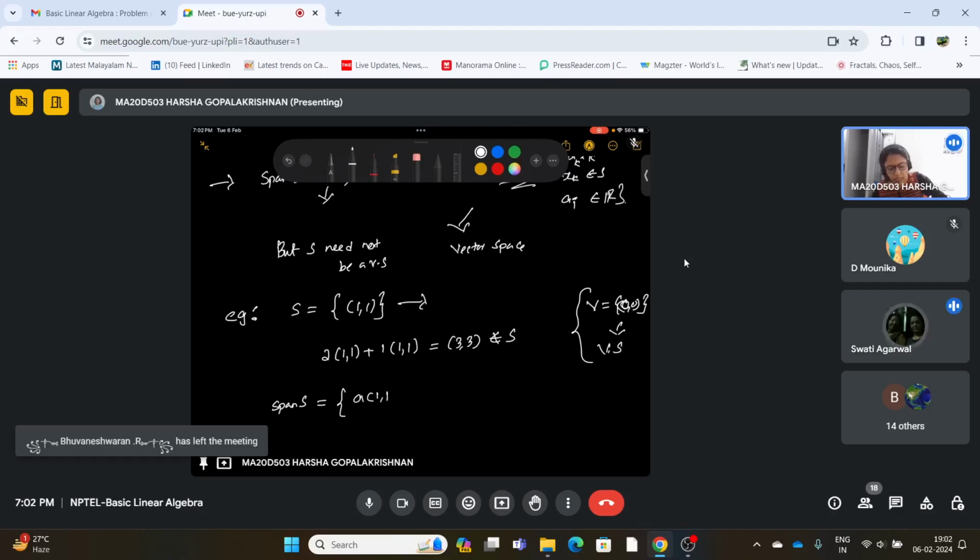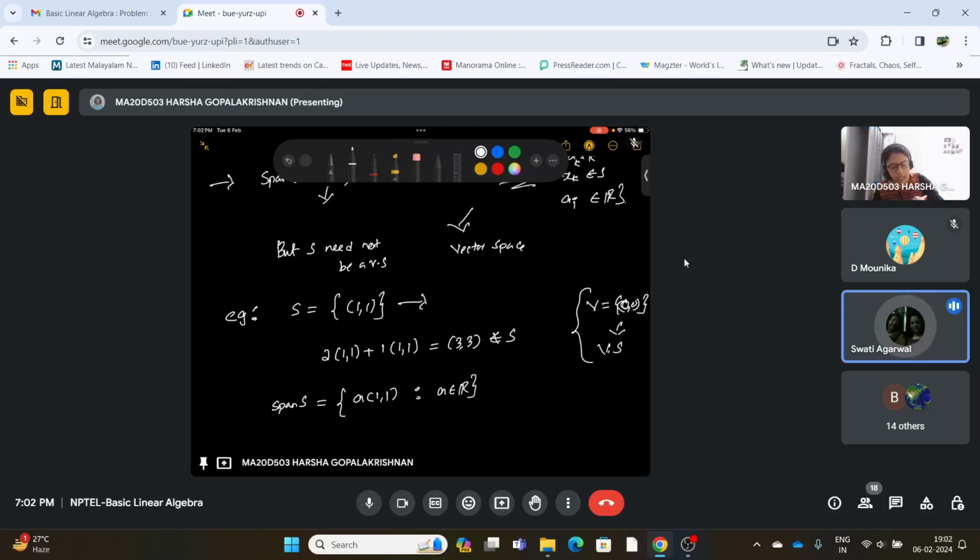Here only one element is there. We are creating a1 times 1 such that a1 is in R. We are creating a kind of vector space from this. Obviously it is a linear combination, so we are getting it as a vector space. And what is this vector space? It is a line passing through the 1, right? It is in R2. 1 means it is in R2.